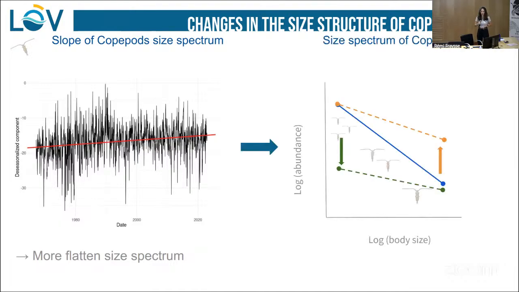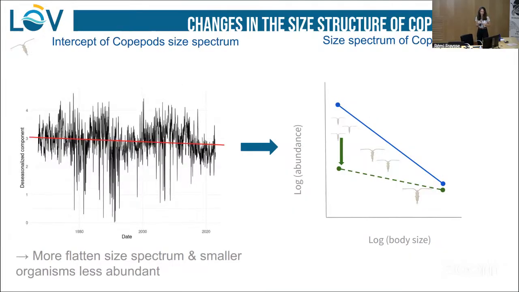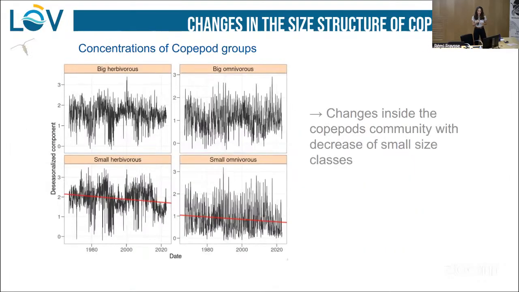And then I was wondering, what about the intercept? Would the intercept be the same, or would it be smaller, with the slope more flattened? And what I observed was a significant decrease of the intercept, indicating that we have a more flattened size spectrum and that the smaller organisms are less abundant. To confirm this, by looking at what was happening inside my community of copepods, I classified my organisms depending on their size and trophic guilds. And what you can see here is that I did not observe significant trends in the concentration of big herbivorous or big omnivorous, but I observed a significant decline in small herbivorous and small omnivorous concentration. So if the smaller ones are less abundant, then it's normal that the mean area of the community increases.